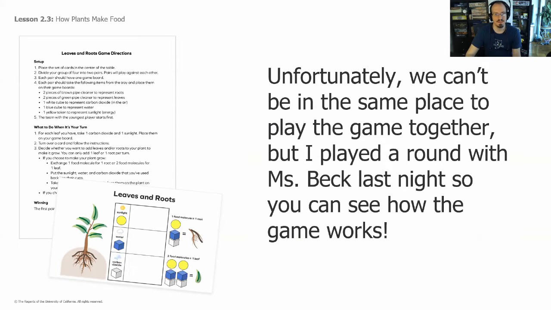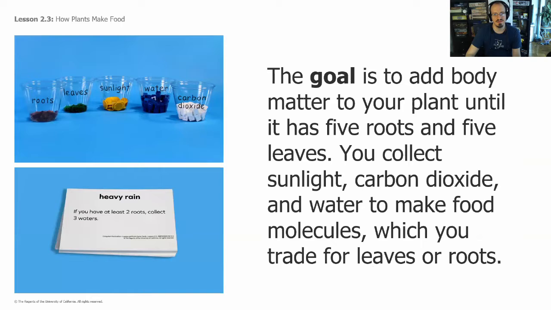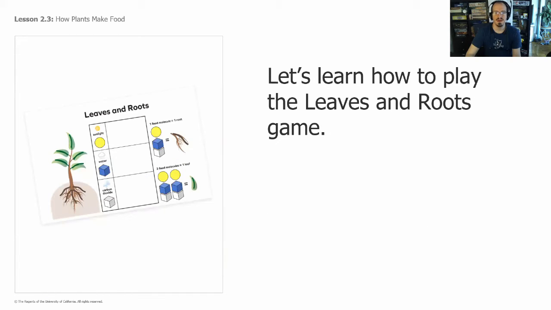The goal of the game is to add body matter to your plant until it has 5 roots and 5 leaves. You collect sunlight, carbon dioxide, and water to make food molecules, which you trade in for leaves or roots. Here's a quick video that tells you the instructions on how to play and what the rules are. Let's share that.